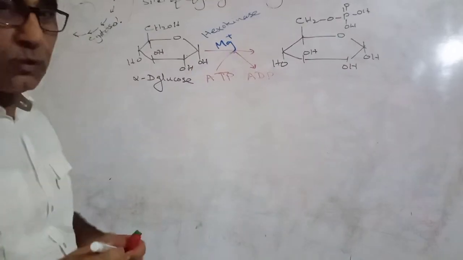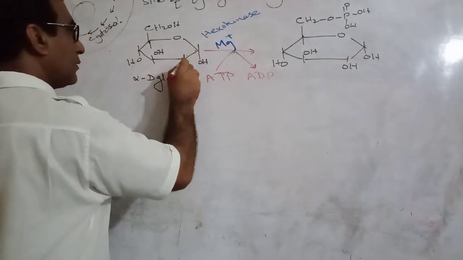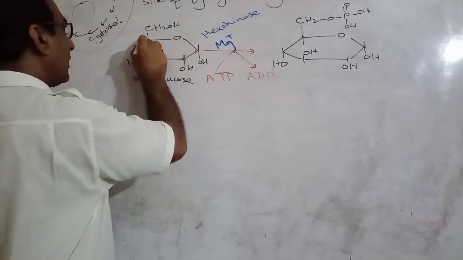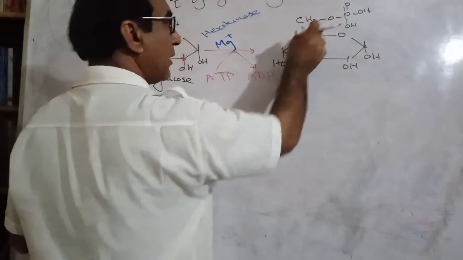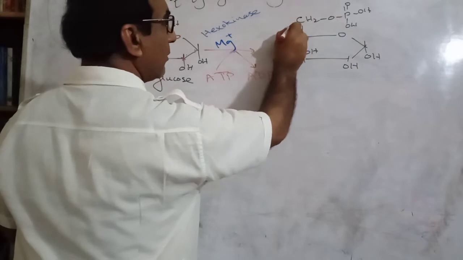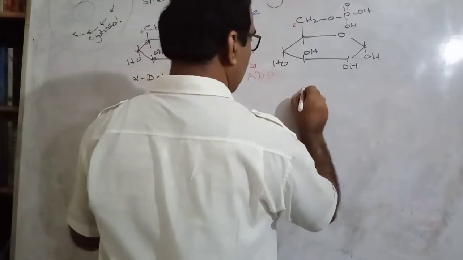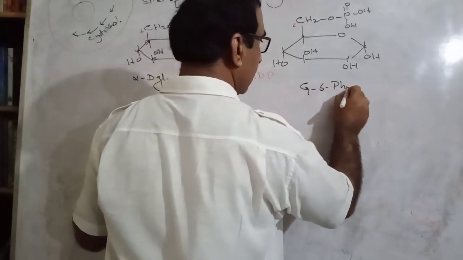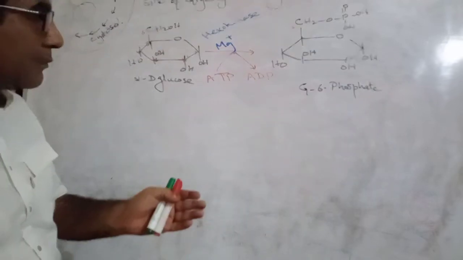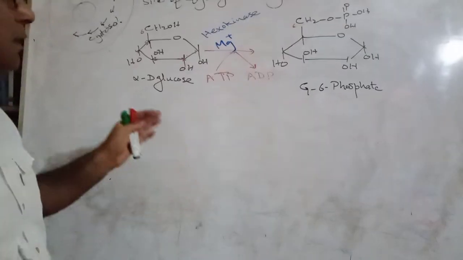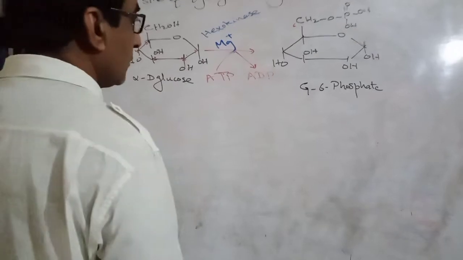Why do we call it glucose 6-phosphate? Because this is carbon number 1, this is 2, 3, 4, 5, and 6, and the phosphate has attached itself to carbon number 6. So we call it glucose 6-phosphate. This is the first reaction in glycolysis, right? Now, what next?